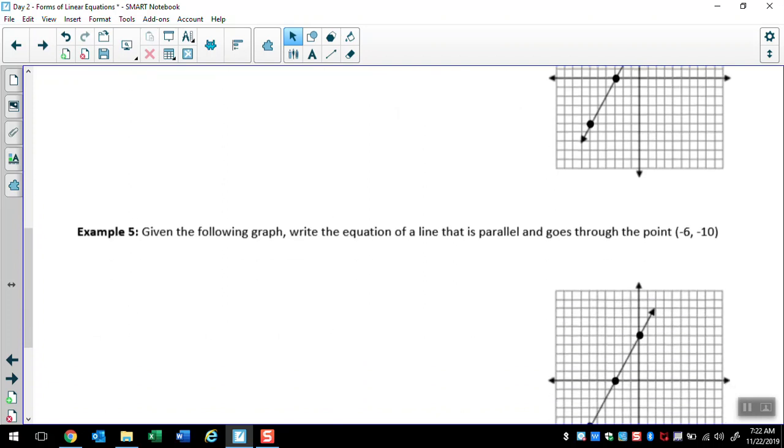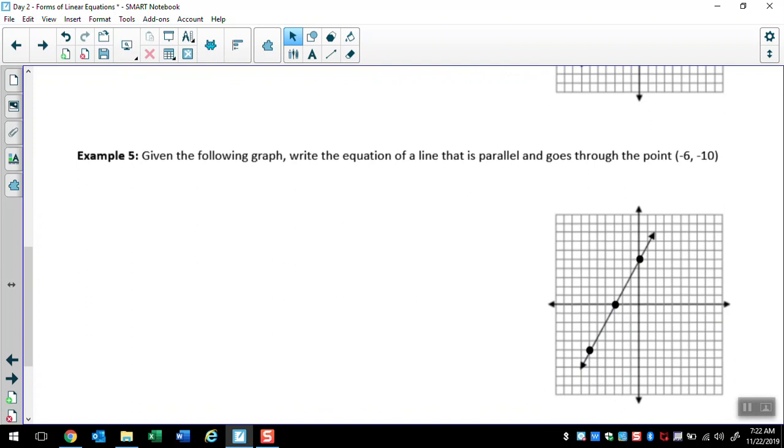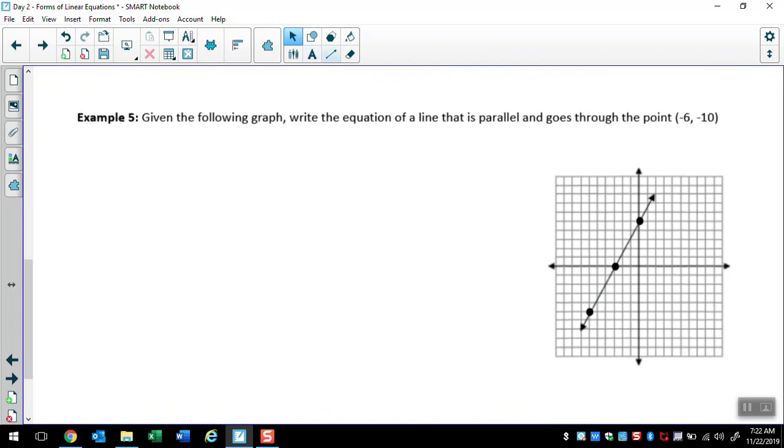All right. Last example that I'm going to do with you, and then you have one more try on your own. All right, so this time they want us to come up with the equation of a line that's parallel to this one and goes through this specific point, -6, 10.